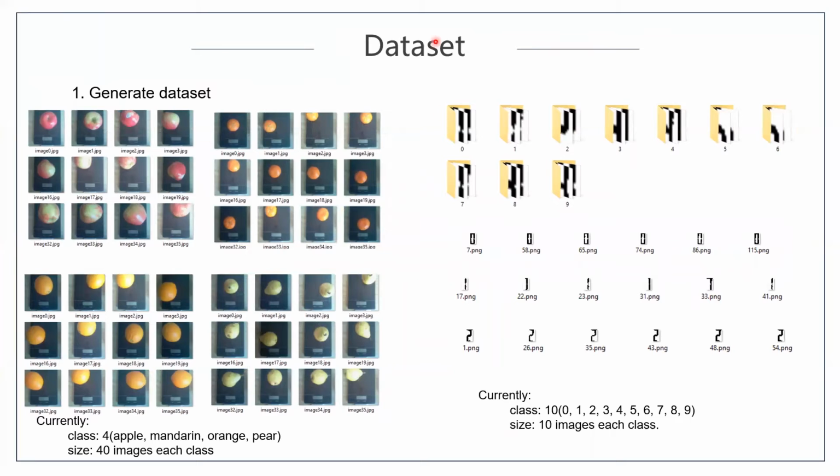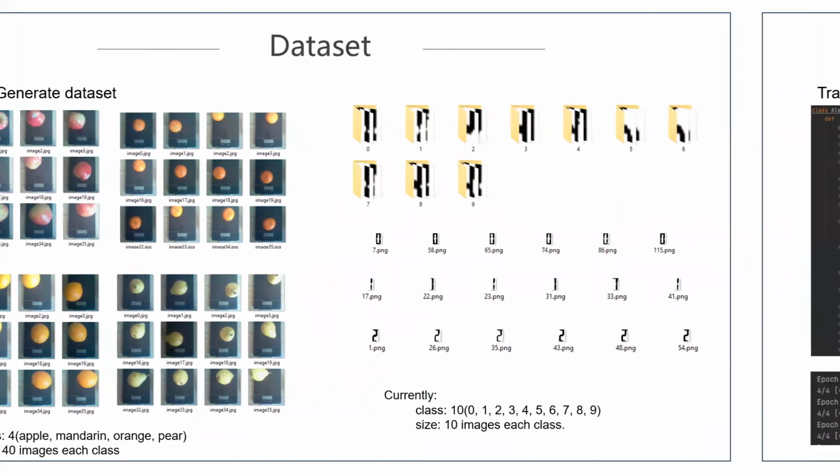And next, I generate my own data sets for the two identification models. The first one is for the object identification model. I have four categories: apple, mandarin, orange, and pears. And for the second data set, I have the data for each digit from 0 to 9, and I use it to do the training of the digit identification model.